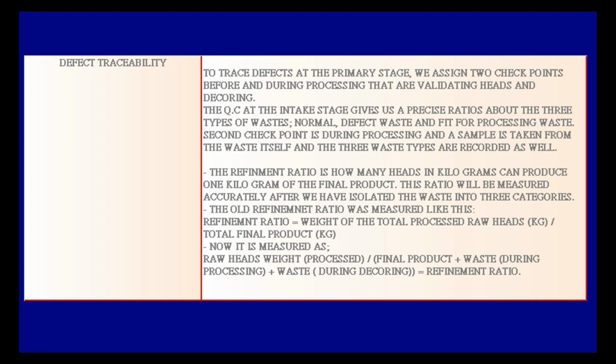This ratio will be measured accurately after we have isolated the waste into 3 categories. The old refinement ratio was measured like this: refinement ratio equals weight of the total processed raw heads, kilogram, divided by total final product, kilogram. Now it is measured as raw heads weight processed, divided by final product plus waste during processing plus waste during deckering, equals refinement ratio.